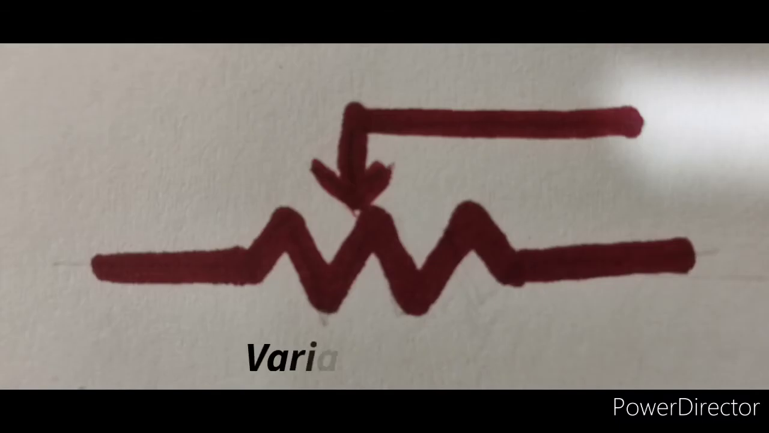The second symbol here is of a variable resistor. The resistance offered in the circuit can be varied or changed in this type of resistor.